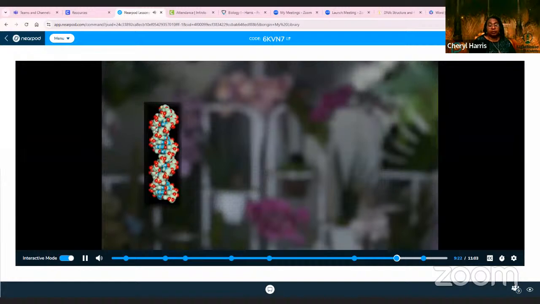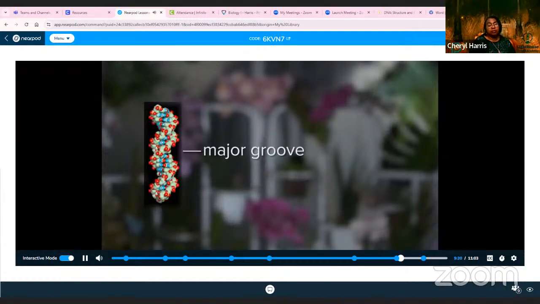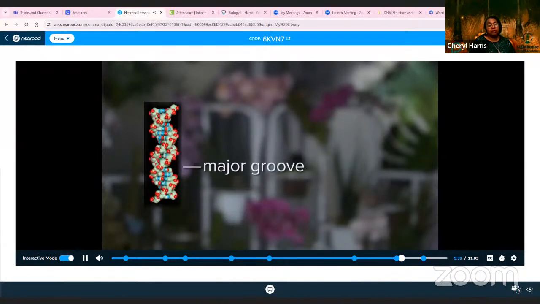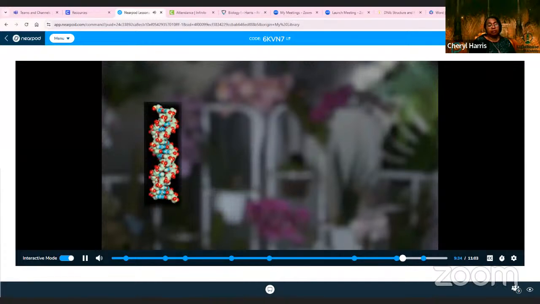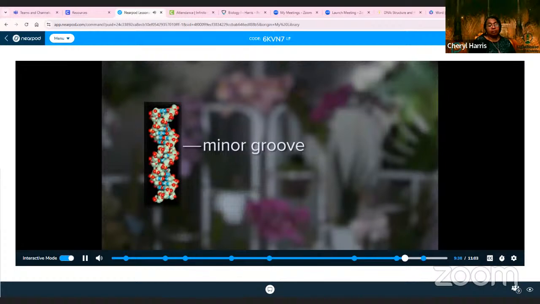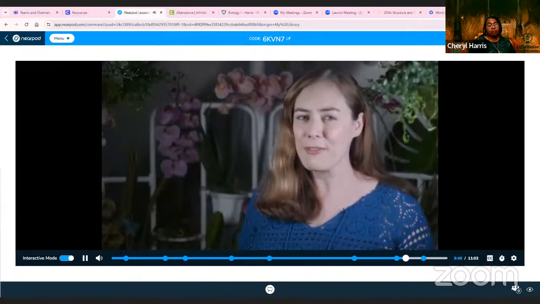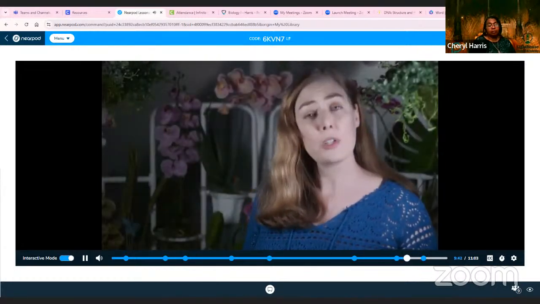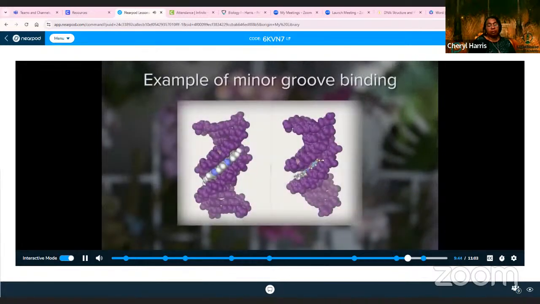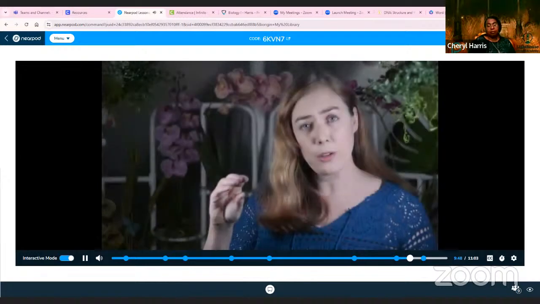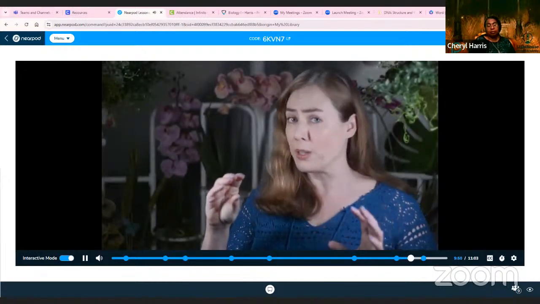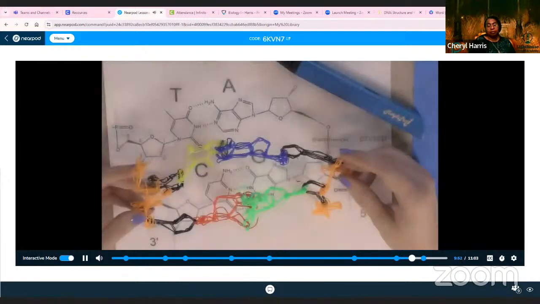Notice there are two different kinds of grooves made as a result of the twisting of the helix. In one groove, the backbones are far apart, and that's known as the major groove. Then we see here where the backbones are close together, and that's called the minor groove. This plays a significant functional role because there are specific DNA binding proteins that will only bind at certain locations, and some of them bind at the minor groove and others bind only at the major groove.